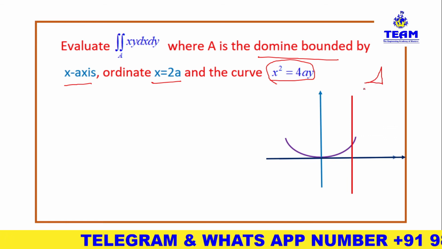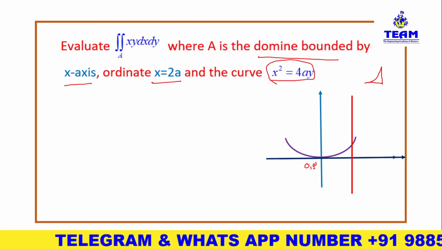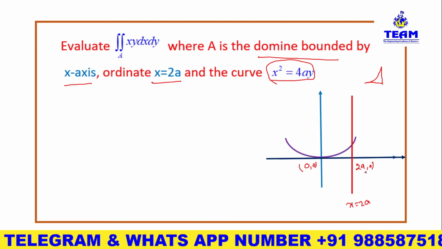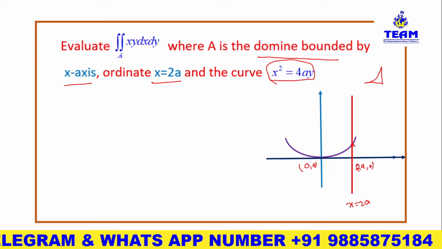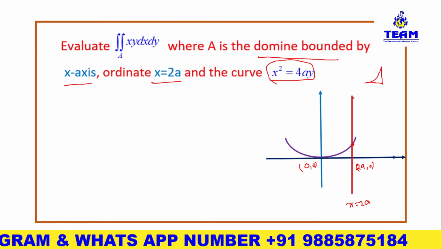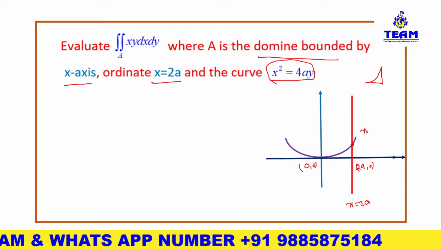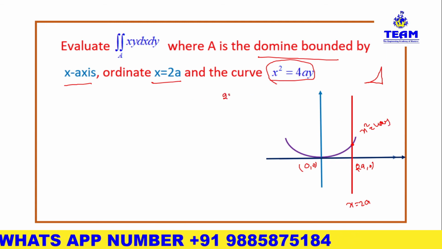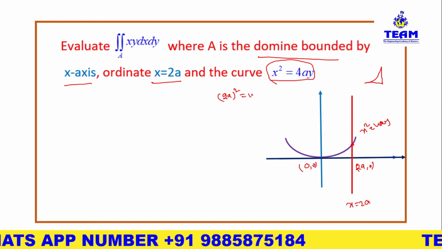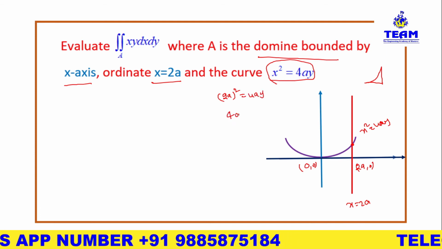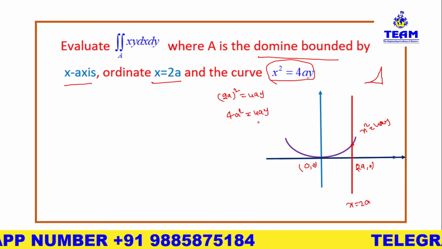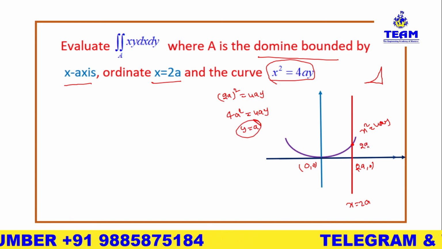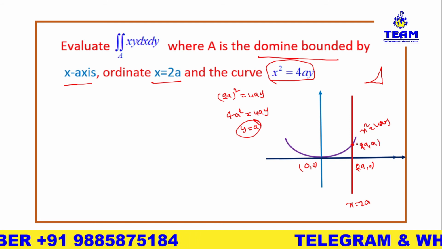Now you require to find the points. By observation we can say this is (0, 0). We know that this is the x is equal to 2a line, so obviously (2a, 0). So you got two values. Now I require to find this value only. So what is this value? This is the x is equal to 2a line, this is x square is equal to 4ay. So substitute x is equal to 2a in this case, then you will have 2a whole square is equal to 4ay. So 4a square is equal to 4ay. So obviously y is equal to a only. So this is the point (2a, a).